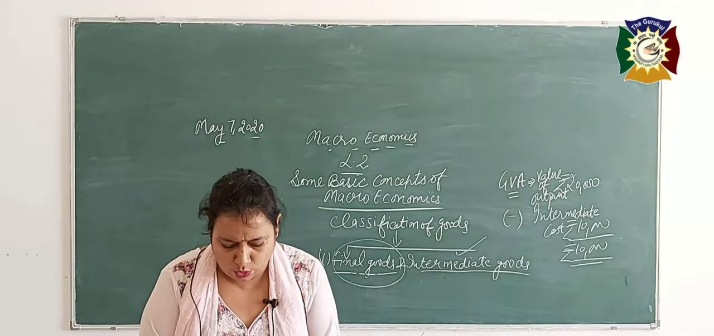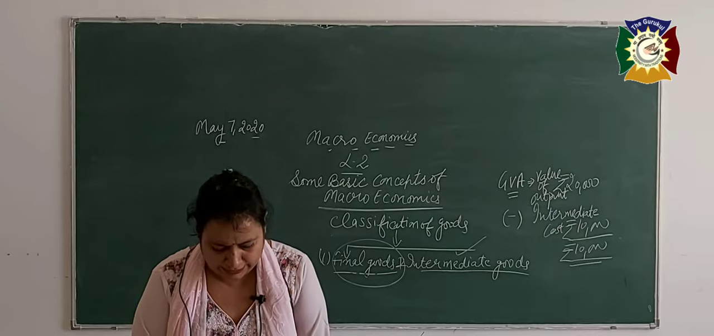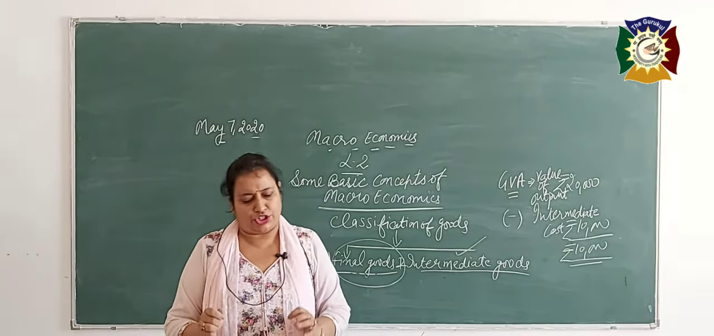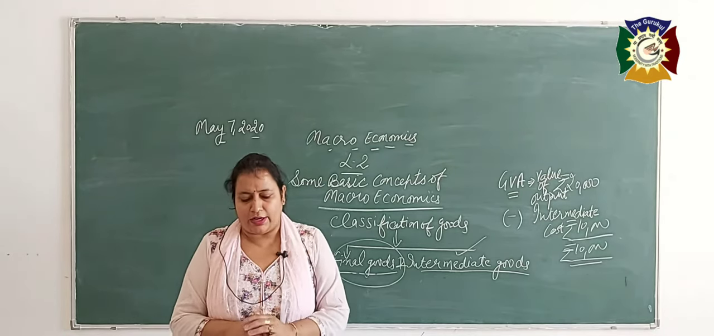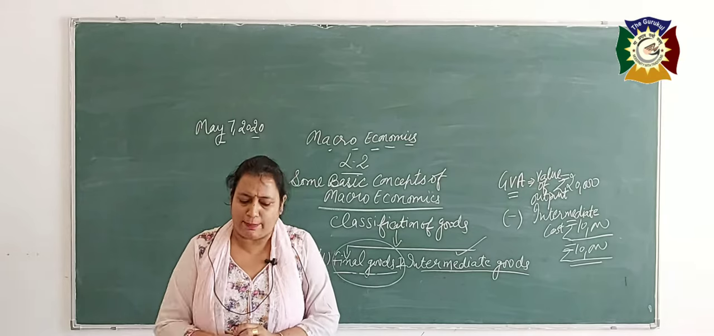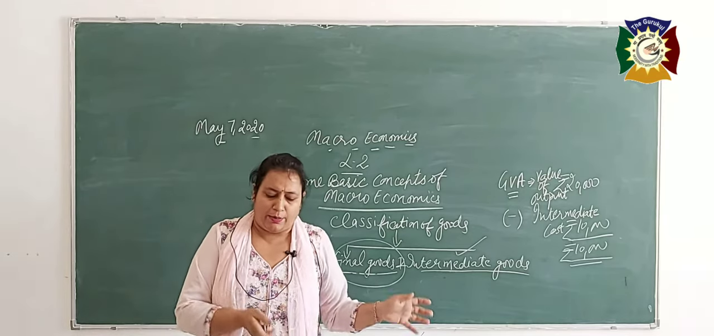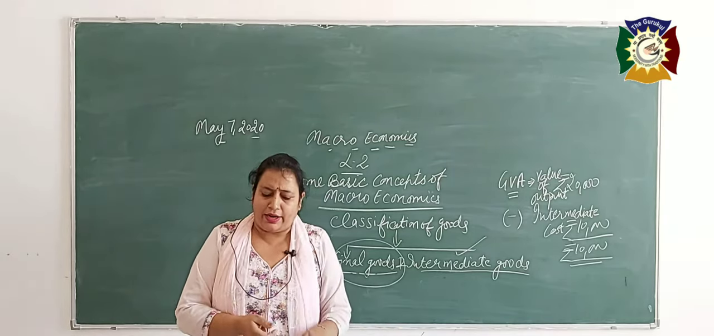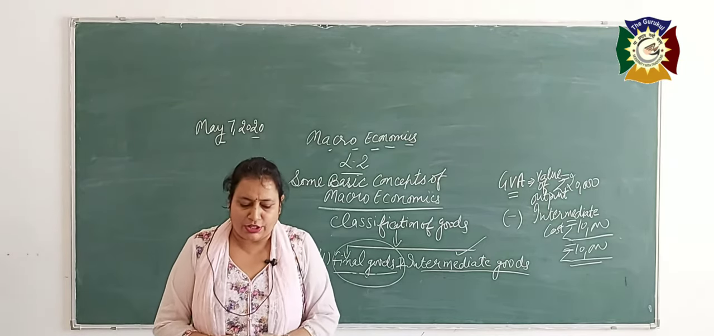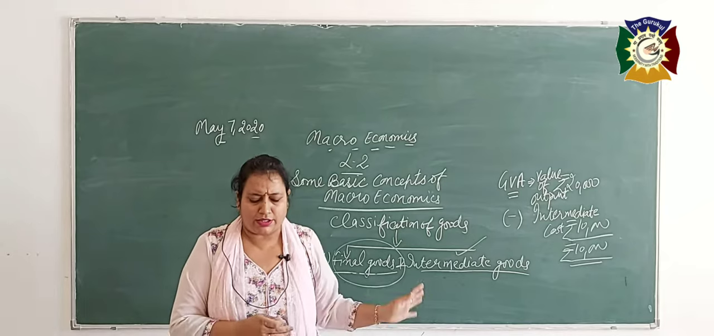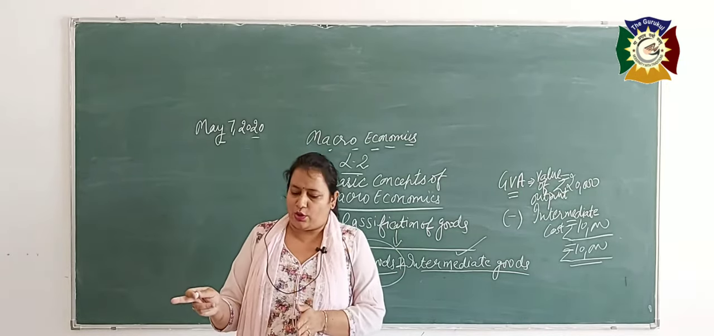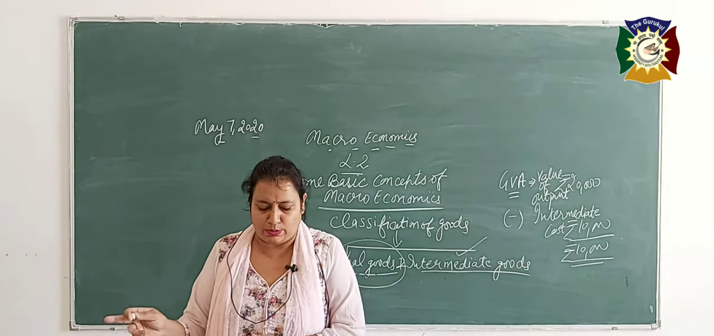I am telling you some more points about it. Intermediate goods are within the boundary line of production, I already told you, but final goods are not in the boundary line of production, they are outside the boundary line of production. In intermediate goods, value is to be added, but in final goods value is not to be added. Expenditure on these goods is called intermediate consumption or intermediate cost, but the expenditure that you are doing on final goods is known as final expenditure.